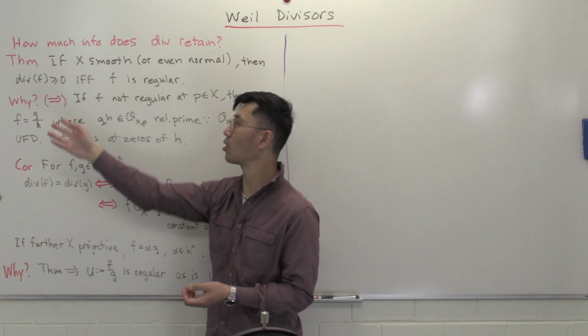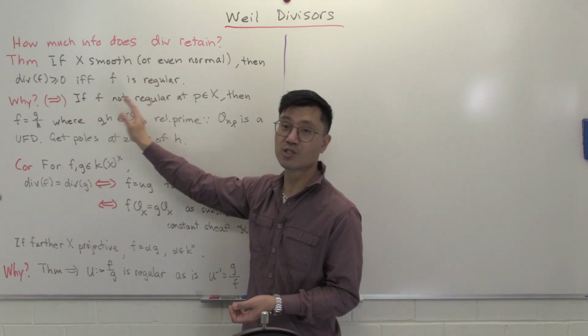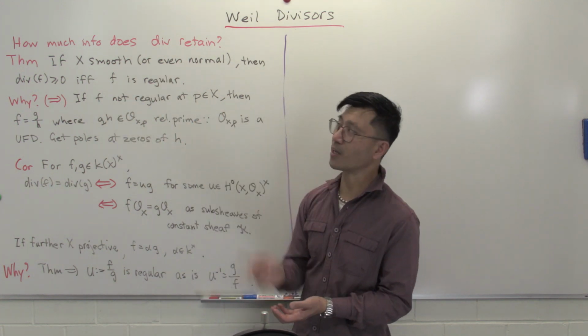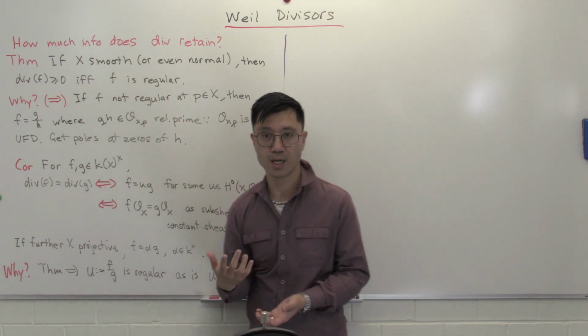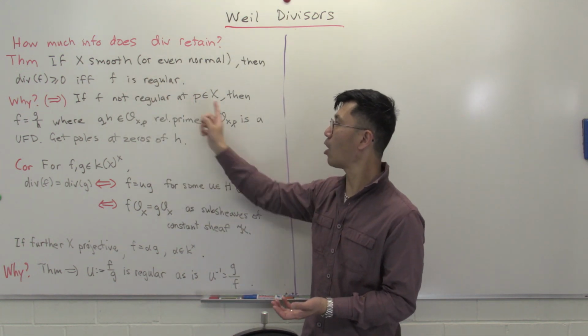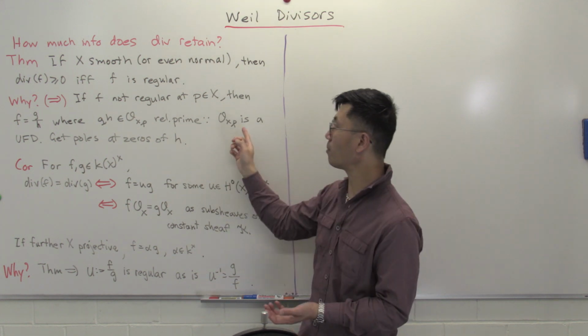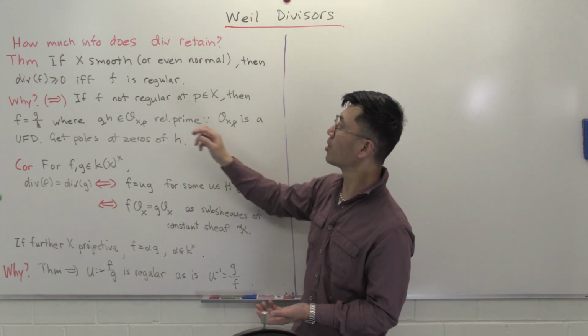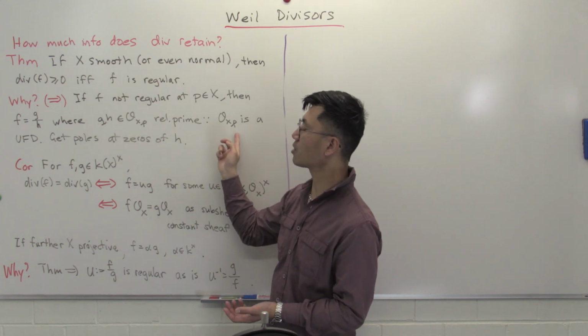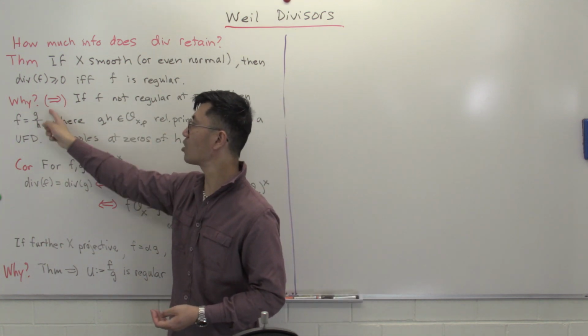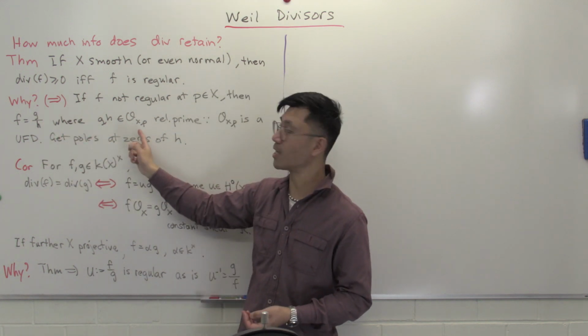We'll do this by the contrapositive. Suppose f is not regular. If it's not regular, it's not defined at some point p. How we're going to use smoothness here, the key thing, is that in the local ring O_{X,p}, if X is smooth, it's actually a unique factorization domain. This rational function f can certainly be written as a fraction g over h of elements inside this local ring.